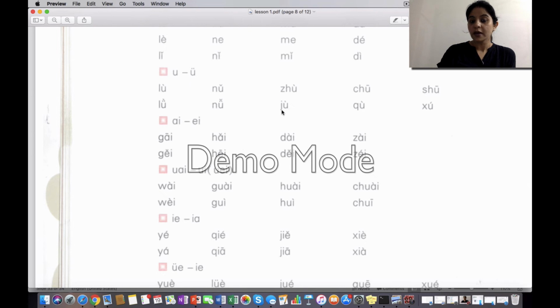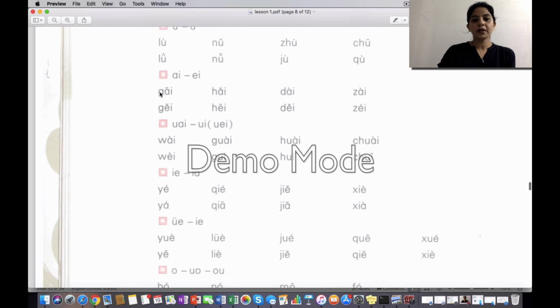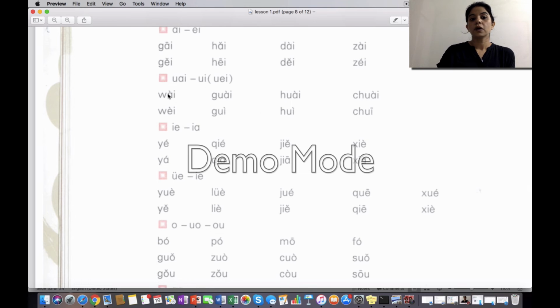And here, if you see, after j, q, and x, they are not writing it as a special u, but we have to pronounce it as a special u. Okay. Similarly, gai, gei. So here they are comparing ai and ei. Next is yi and wei. Next is ye and ya.